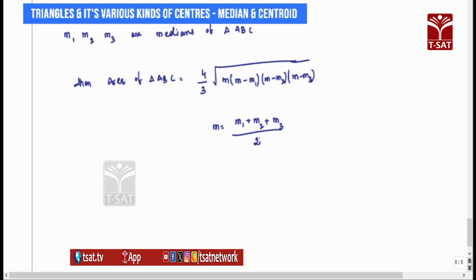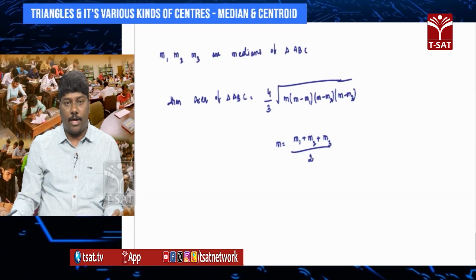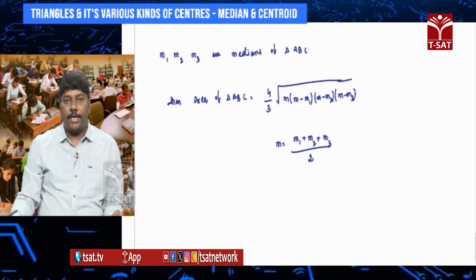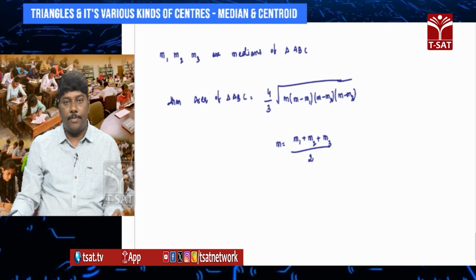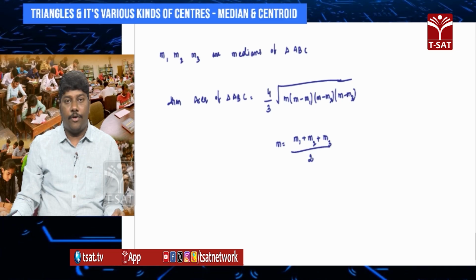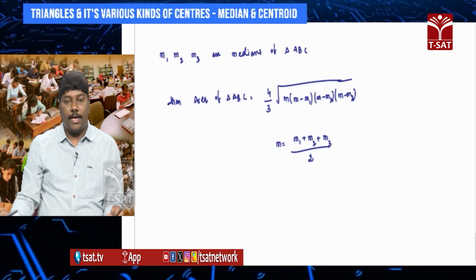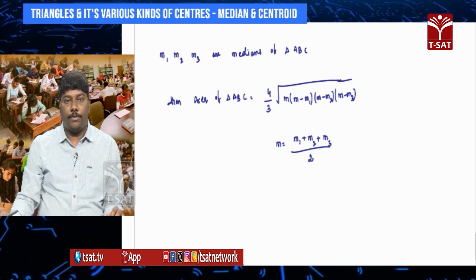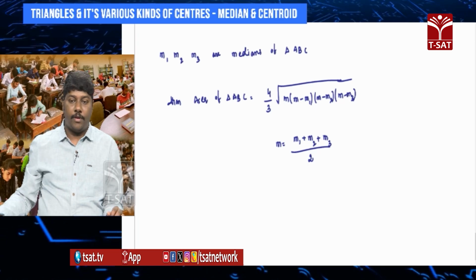We have derived this formula from Heron's formula. We know Heron's formula is, when the 3 sides of a triangle ABC are given, the area is under root of S into (S minus A) into (S minus B) into (S minus C), where S is the semi-perimeter, which is (A plus B plus C)/2. Since the ratio of medians to its sides is 3:4, we are deriving the area as 4/3 under root of M into (M minus M1) into (M minus M2) into (M minus M3).